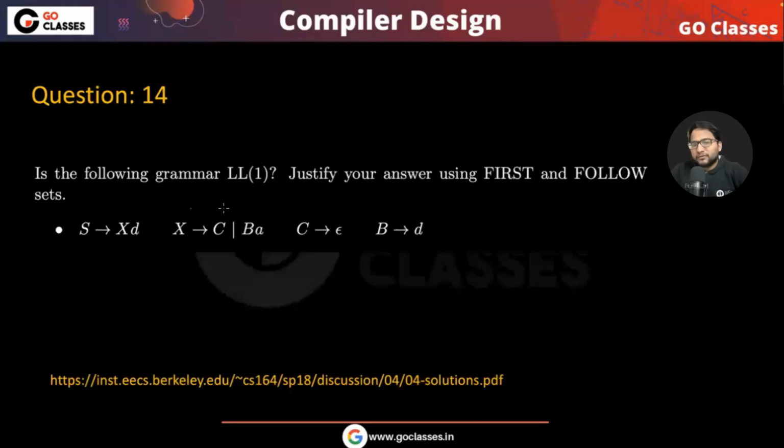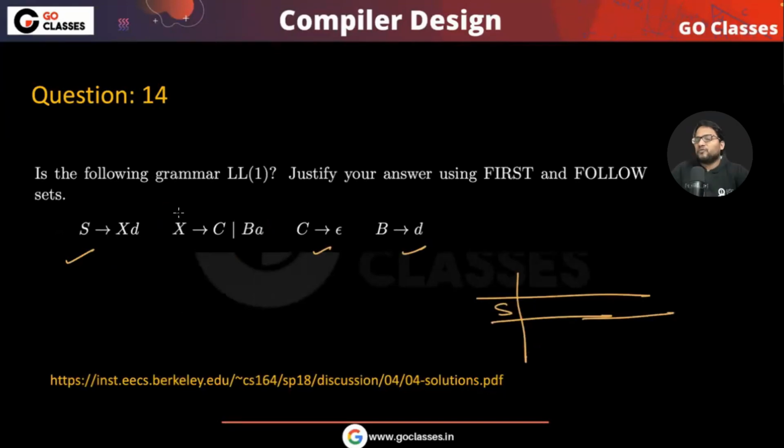Now what they're saying is the following grammar is LL1. Justify your answer using first and follow sets. Okay. Just tell me if this grammar is LL1. See here, what is happening? This S is going to XD. Since there is just one production, we do not need to care about this. So that's okay. That's also okay. Maybe there's a problem in this, right? Why I'm saying so? See, this will go to row of S, and the columns will be decided by this, right? So there won't be any conflict. Is there any chance of conflict because of this? No, right? So that's why I'm saying this is okay, because this is just one production.